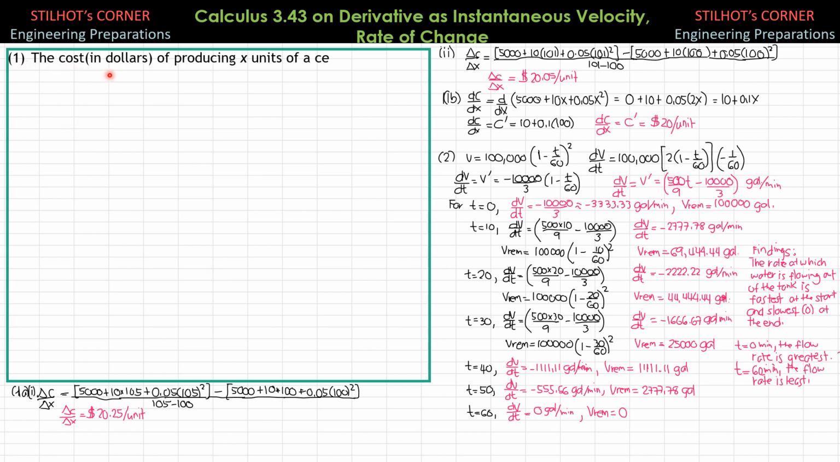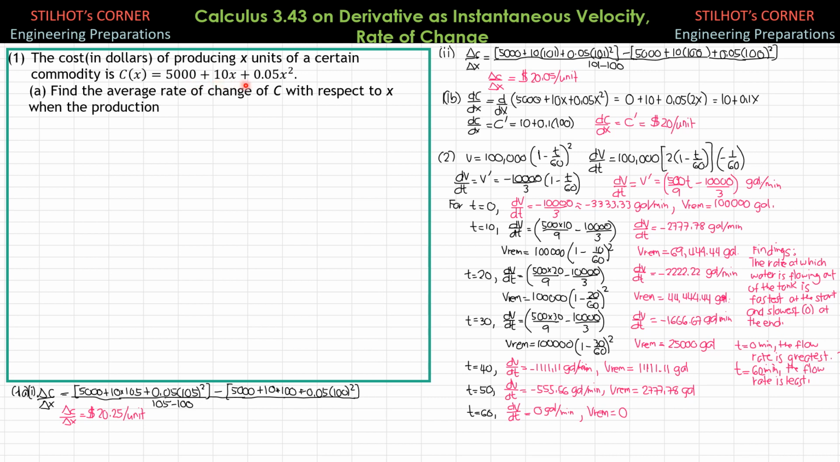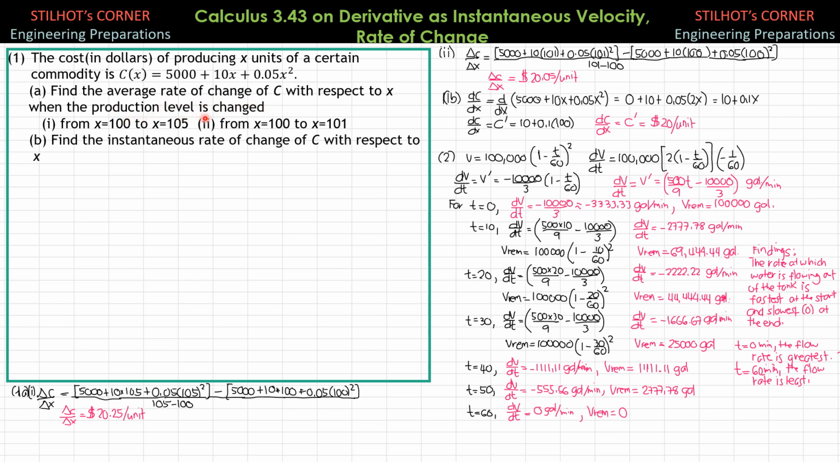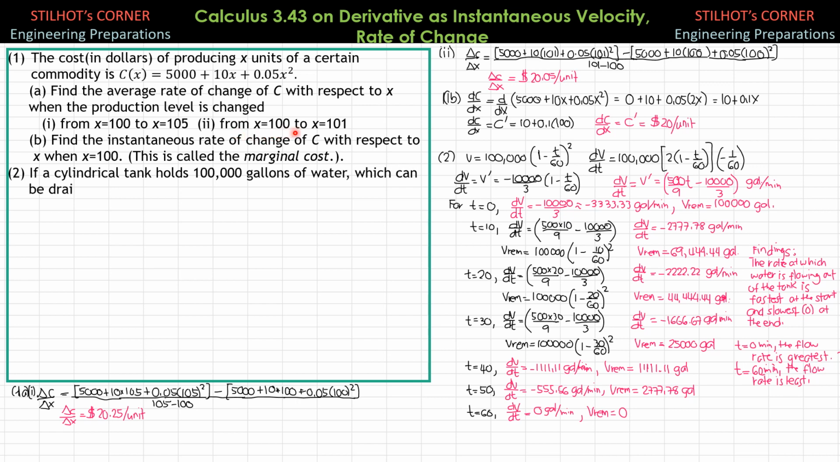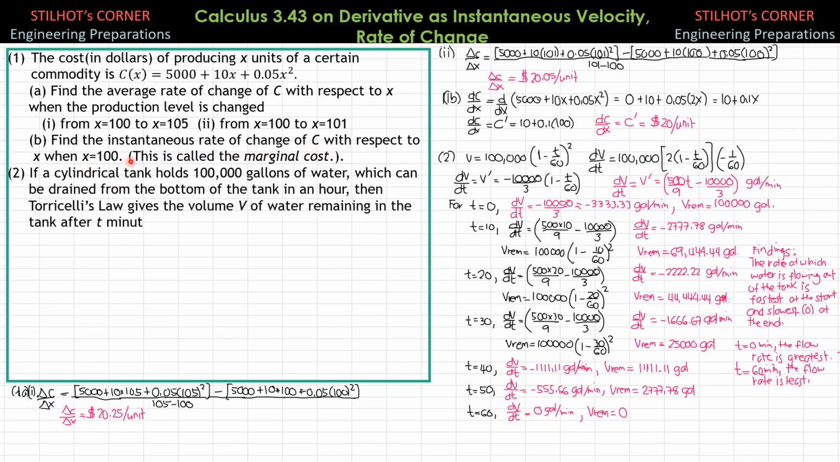Part 1, the cost in dollars of producing X units of a certain commodity is given by C function of X. Cost as a function of X is 5,000 plus 10X plus 0.05 X squared. Part A, find the average rate of change of C with respect to X when the production level is changed (1) from 100 to 105 units, then (2) from X equals 100 units to 101 units. Then B, find the instantaneous rate of change of C with respect to X when X is 100. This instantaneous rate of change of the cost is called the marginal cost in economics.